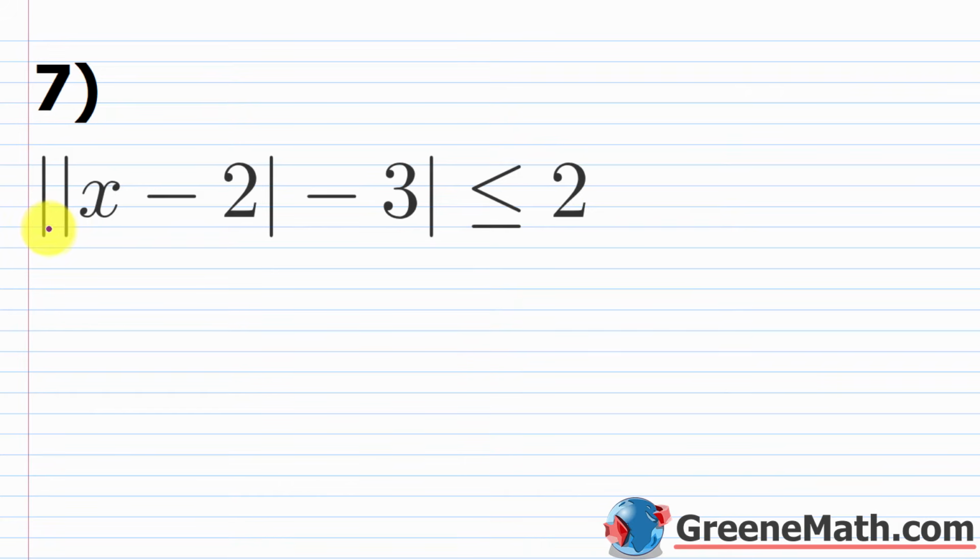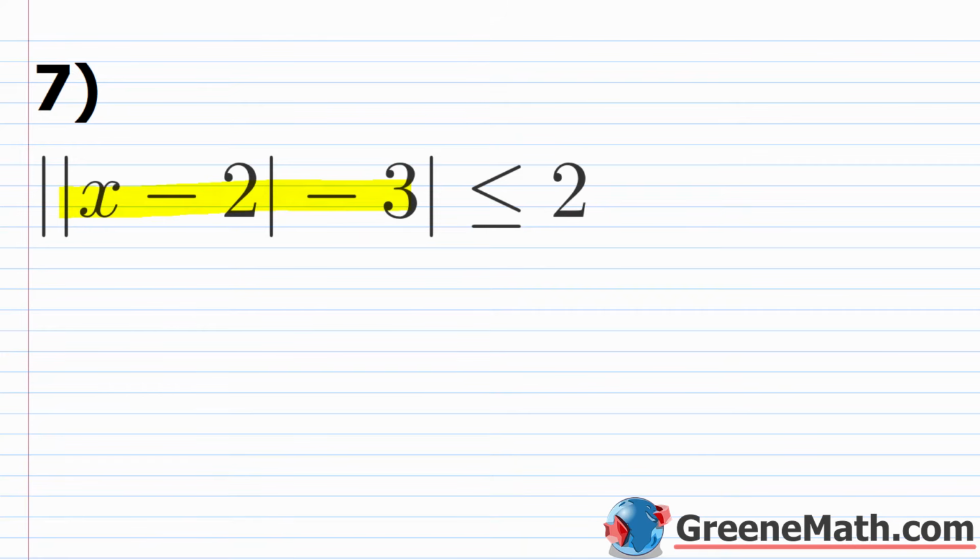All right, let's take a look at problem number 7 now. So here we have the absolute value of x minus 2, then minus 3. This is less than or equal to 2. So again, another nested absolute value problem. So just think about this guy right here, the expression inside of the outer absolute value bars.